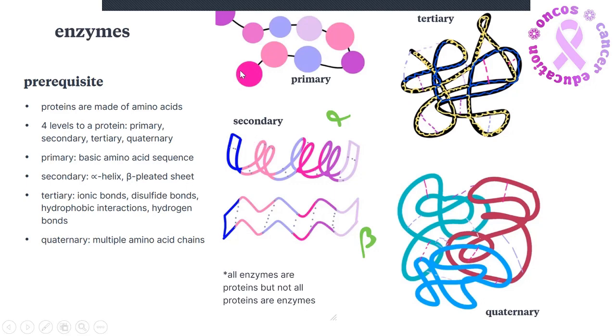For the secondary structure, this chain of amino acids arranges itself into either a helical shape or a folded shape. We call these the alpha helix and beta sheet. These two structures are held together by hydrogen bonds. In the tertiary structure, we have multiple alpha helixes in yellow and multiple beta sheets in blue, and they're folded again to create this three-dimensional shape. They're held together by four bonds: ionic bonds, disulfide bonds, hydrophobic interactions, and hydrogen bonds.